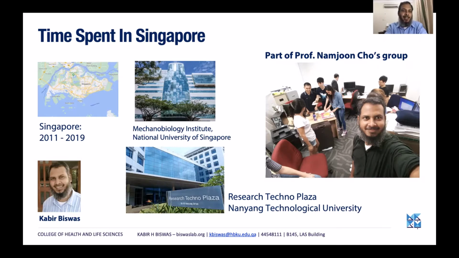I had an extremely fulfilling experience in the laboratory of Professor Cho, working on some of the aspects of lipid bilayers and their assembly, and using those lipid bilayers for biological studies. And this is what I'm going to share with you today in a little bit more detail. On the right side, you can see a picture of a part of the laboratory, which was at the fifth floor of the Research Technoplaza building, and we're having fun.